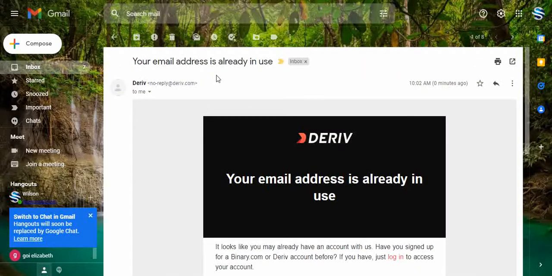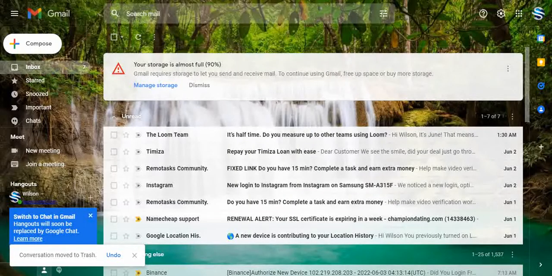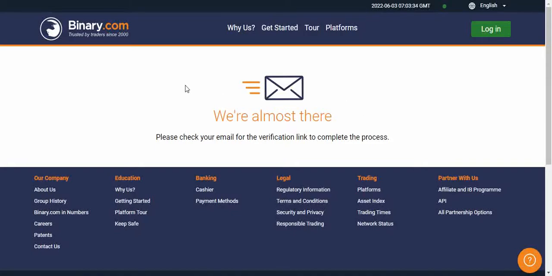Your email is already in use. It's saying this because I've already registered. So I'll just delete this. But when you're signing up, you will get an email with a link. Click that link, and clicking that link will take you to your demo account. Once you are on the demo account, make sure you create the real account.